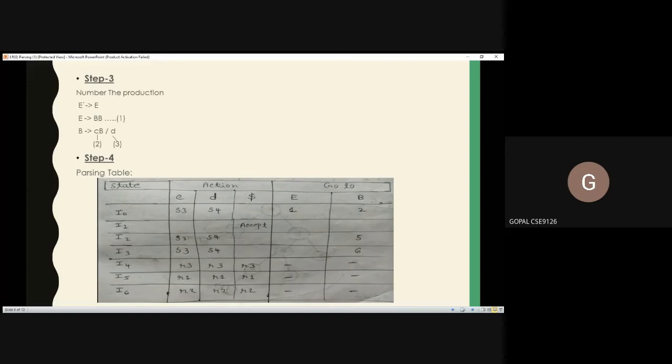Okay, so my fellow member Lopamudra has explained the canonical collection. So I'm going to further explain how the parsing table is created from the canonical production. At first we have to number the productions. E' goes to E, and E goes to BB, that is the grammar. We give it the number one, and B goes to CB, that's number two, and B goes to D is number three.